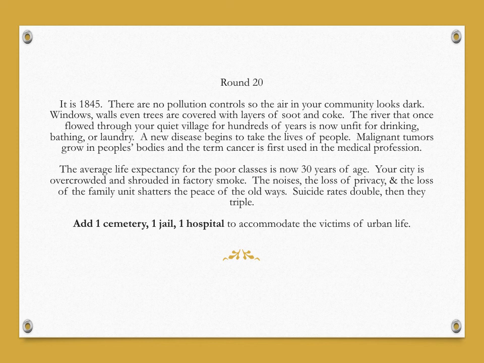The average life expectancy for the poor classes is now 30 years of age. Your city is overcrowded and shrouded in factory smoke. The poor classes, the very, very poor, the rich people are living longer. The noises, the loss of privacy, the loss of family unit shatters the peace of the old ways. Suicide rates double and then triple. So add 1 cemetery, 1 jail, and 1 hospital to accommodate the victims of urban life. Pause the video until you're ready to continue.